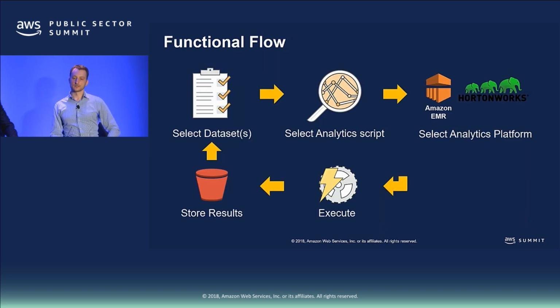So before we do a little demo, I'd like to talk about the functional flow. The functional flow is implemented in an App Store-like concept, where the user gets a chance to select the data sets that the user would like to analyze, then select the analytics script to analyze those data sets. Select the analytics platform as we discussed between EMR and Hortonworks. Then hit the submit button. The magic happens. The analytics job runs, executes, and stores the results to S3. And then those could become new data sets.